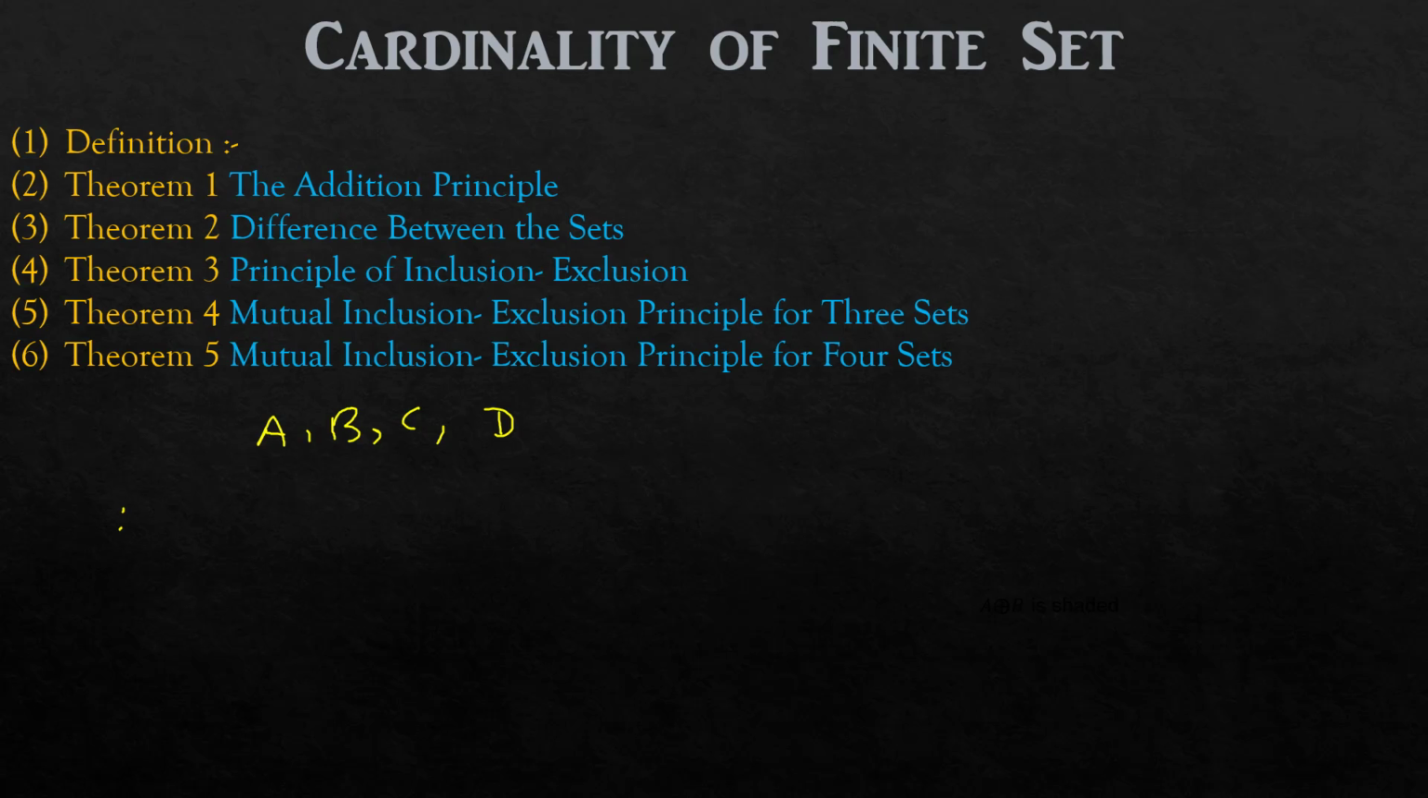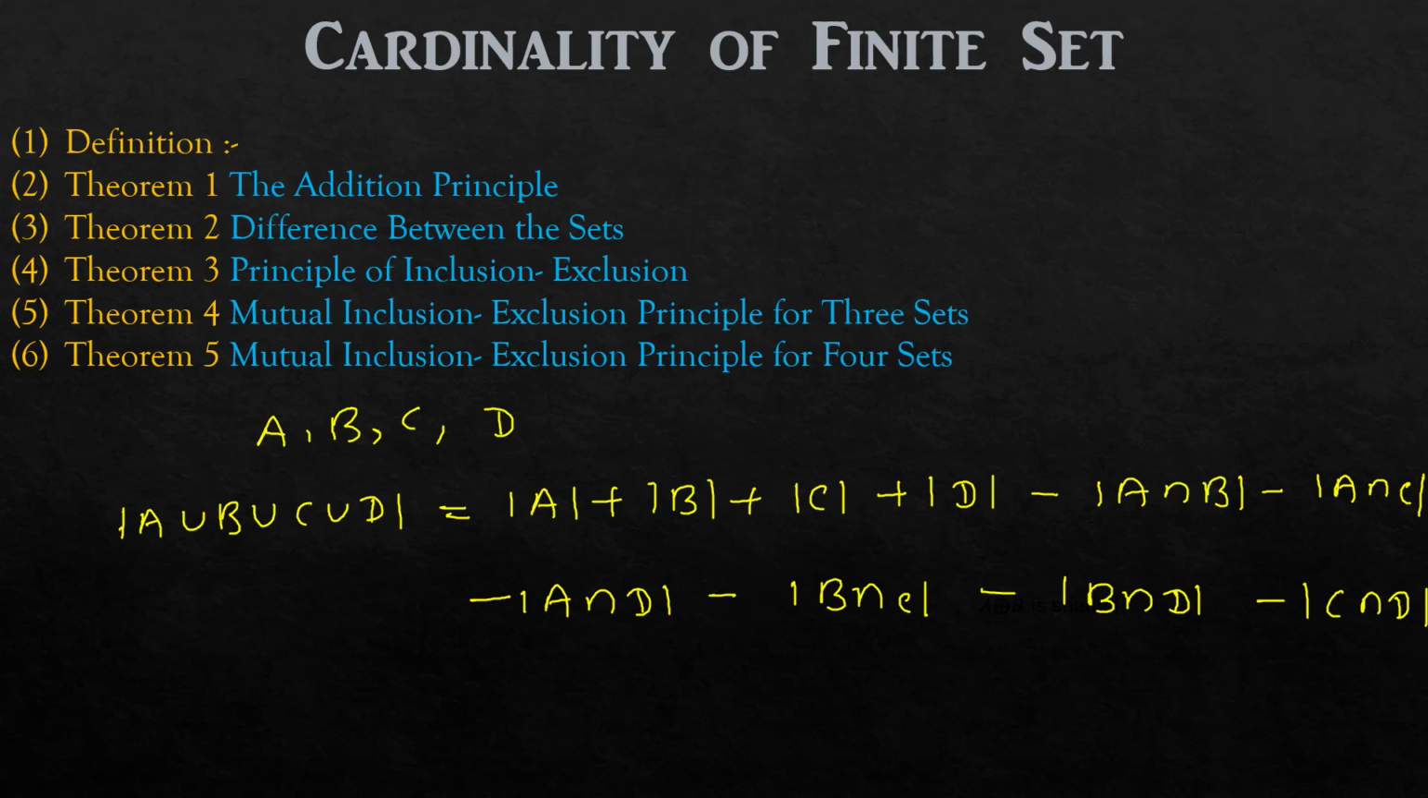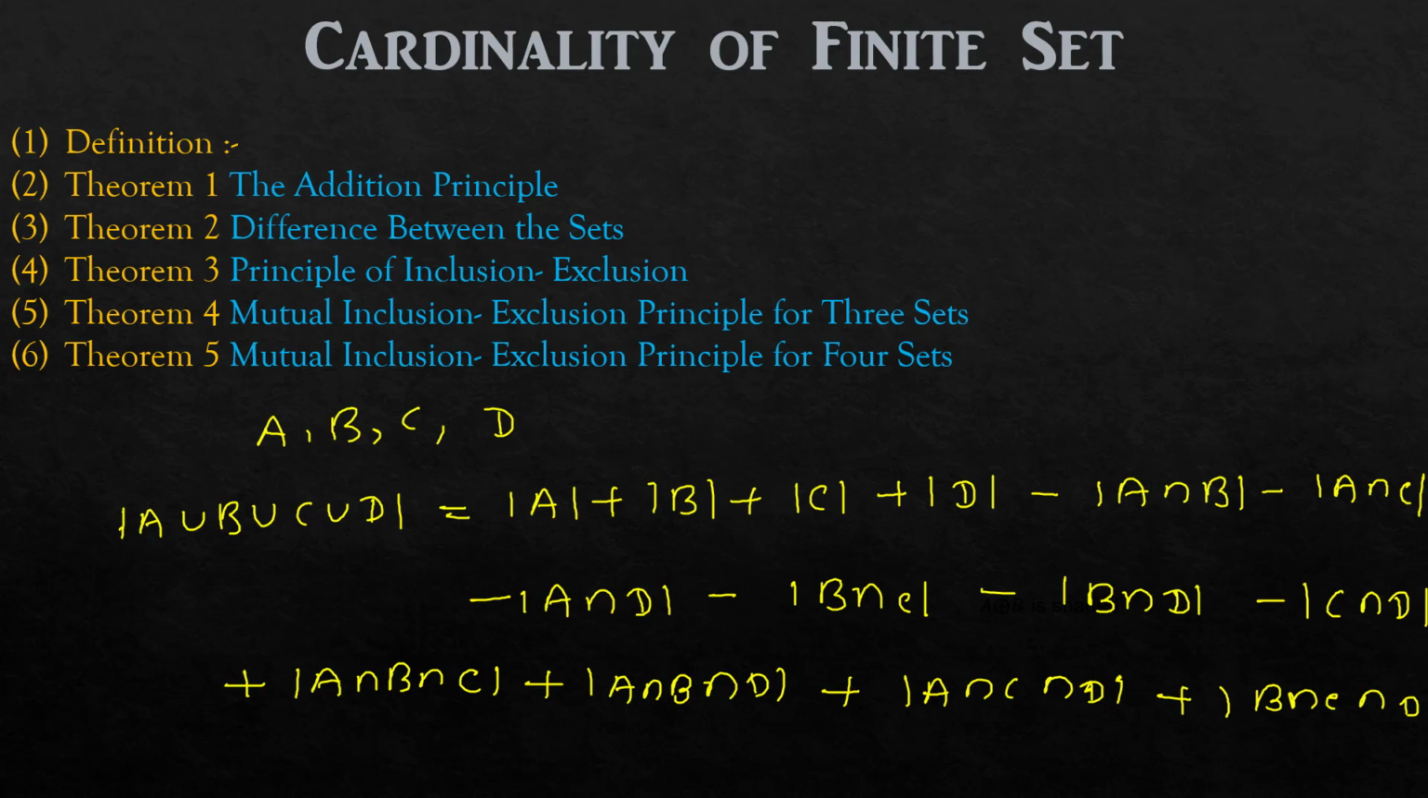Then n(A union B union C union D) is equal to n(A) plus n(B) plus n(C) plus n(D) minus n(A intersection B) minus n(A intersection C) minus n(A intersection D) minus n(B intersection C) minus n(B intersection D) minus n(C intersection D), then plus n(A intersection B intersection C) plus n(A intersection B intersection D) plus n(A intersection C intersection D) plus n(B intersection C intersection D), and the last term is minus n(A intersection B intersection C intersection D).